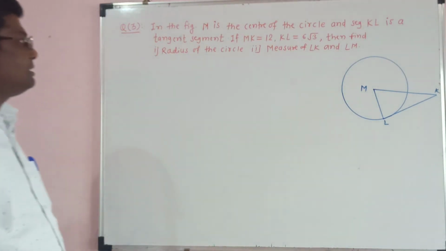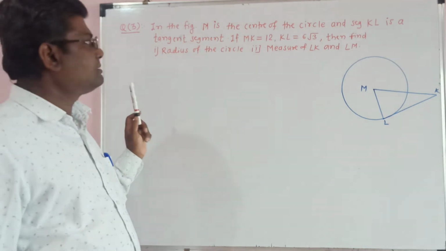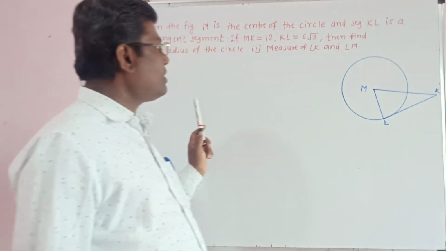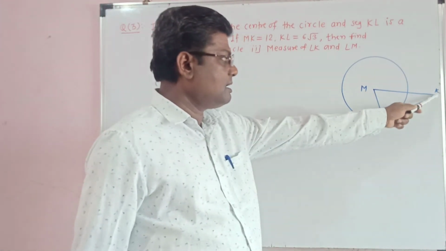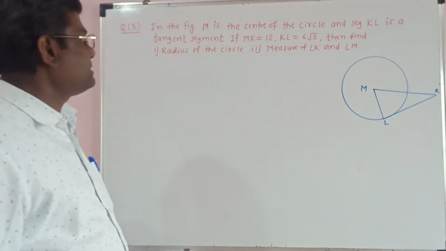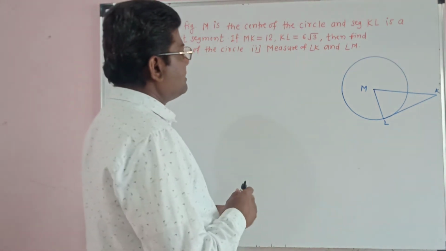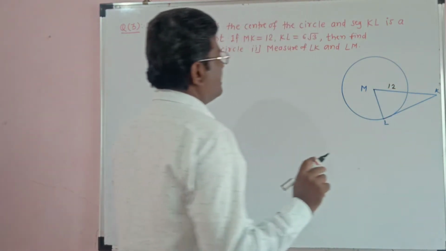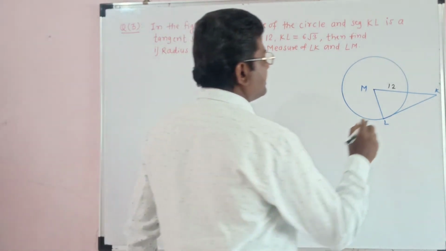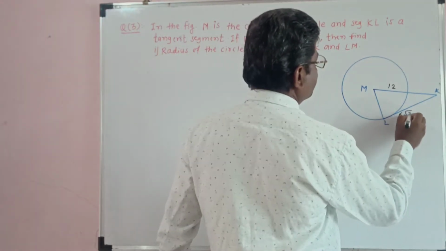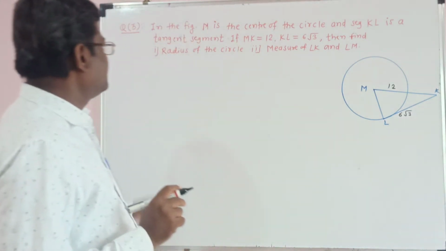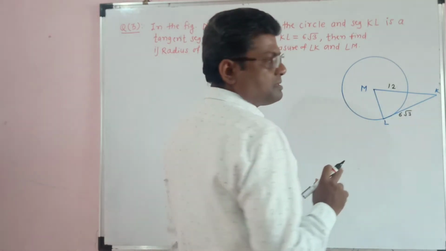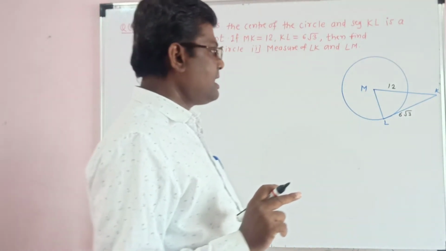Now question number 3. In the figure, M is the center of a circle and segment KL is a tangent segment. If MK is equal to 12, here we have given MK as 12, KL 6 root 3, then find radius of the circle. So ML is a radius of a circle and we have to find the ML.